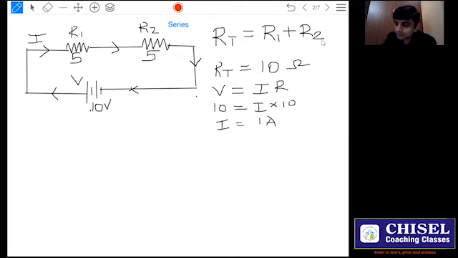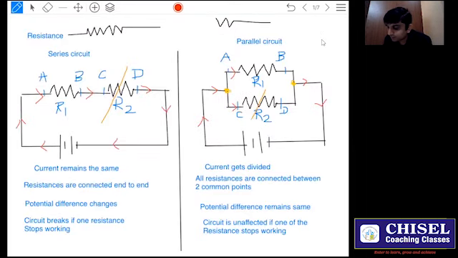Okay, now let us understand how this term came up. RT is equals to R1 plus R2. Where did this come from? Now we just have to see where this came from. Okay, let's see. So first one, what do we have to do now? Look, what did we see in the last slide? In the last slide we saw that the potential difference changes for a series circuit, but the total current remains the same.